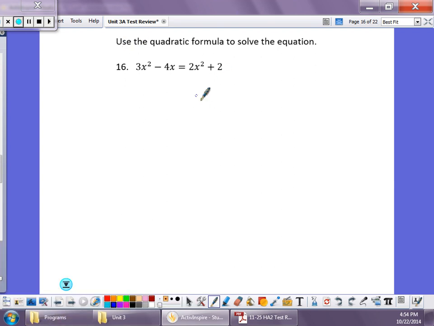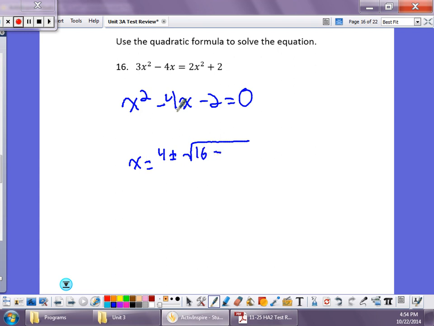Here we just use the quadratic formula. So again, first thing we have to do is get it in x squared plus bx plus c form. So I'm going to combine like terms, and I get x squared minus 4x minus 2 equals 0. Then I just have x equals negative b plus or minus the radical of b squared. So that's negative 4 squared minus 4ac. So that's 1, negative 2, all over 2a.